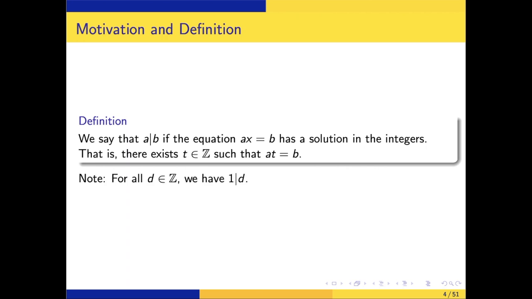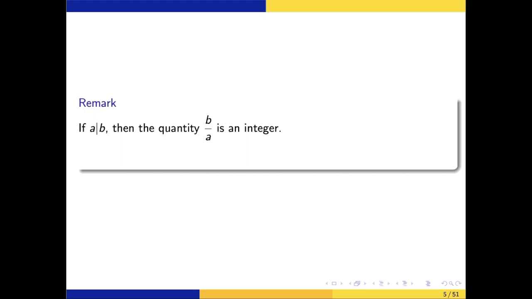Note that for all integers d, we have 1 divides d. And this is because the solution to the equation x = d is x = d itself. If a divides b, then the quantity b/a is an integer. Since a divides b, there exists an integer t such that b = at, and this means that b/a, which equals t, is an integer.